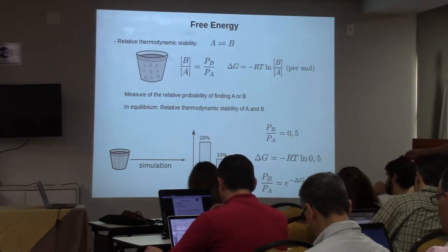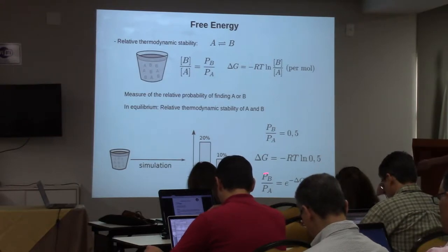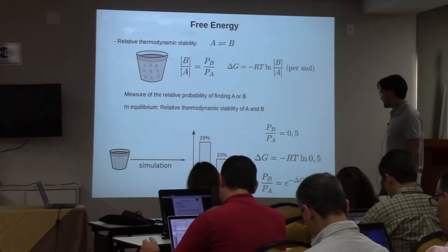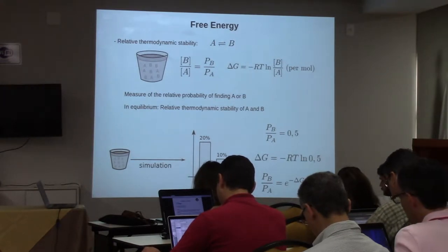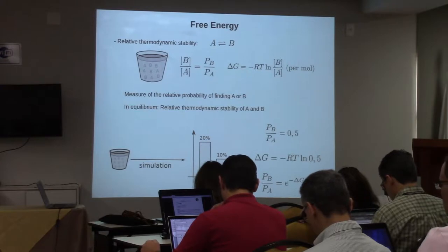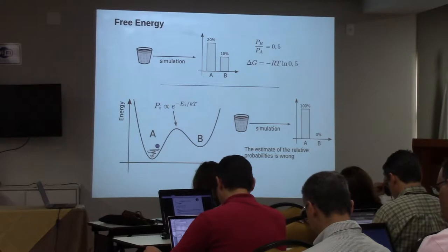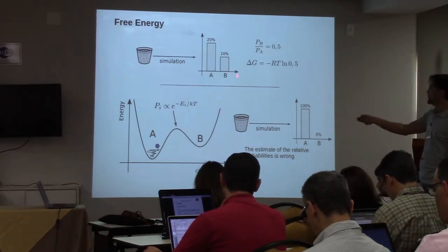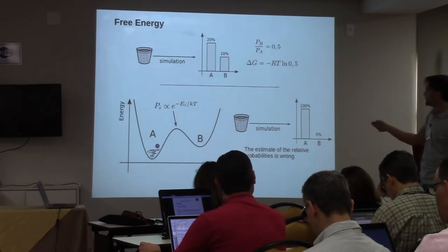If you have this relative probability of the two states, you can compute the free energy difference, and there would be no complication in computing the free energies in this sense. Okay? So, what's the problem? Why do we talk so much about free energy calculation methods in simulations? Because we could do these simulations, obtain the relative probability of two states, and with it obtain the free energy difference.